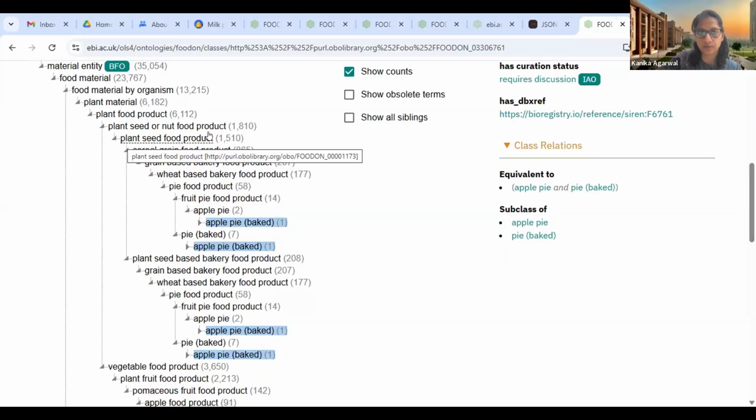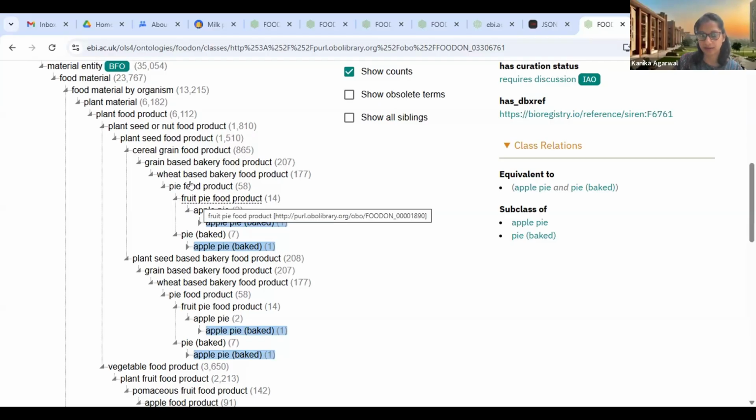It comes under cereal because it's a baked food product. So it's a wheat-based bakery food product. Again, under bakery, there are different varieties. So it's a pie. And then under pies, we have a specific identifier for fruit pie. And that's where we have an apple pie.